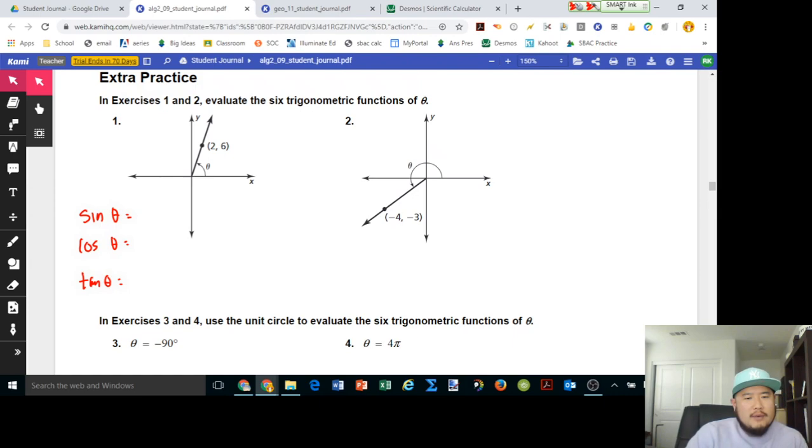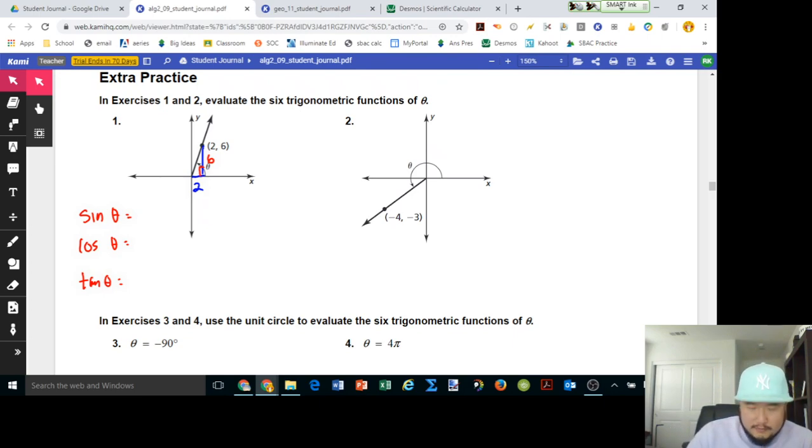So for sine, if we take a look at our triangle, we have to figure out how long the different sides are. X is 2, so we know that this length is 2 right here. We have 6 right there, and I have myself a right triangle, so I could figure out the hypotenuse by using our nice little Pythagorean theorem.